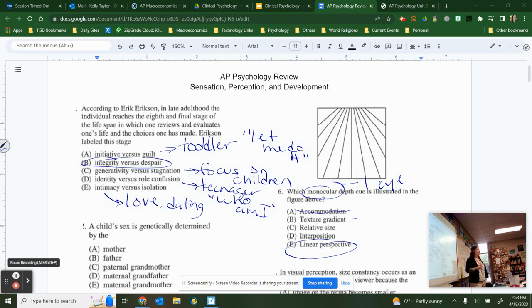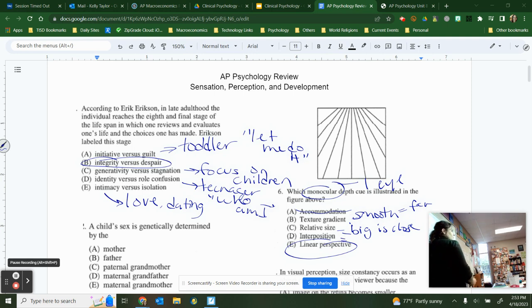Texture gradient: what is close, smooth or bumpy? Bumpy is close, smooth is far away. So if things are looking smooth, then we consider that far. What about relative size? What is closer, big or small? Big. Big is close.